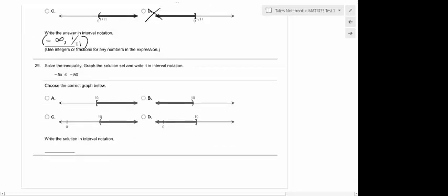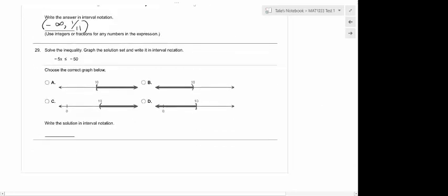Now we're going to solve the inequality, and then we're still going to graph it and write it in interval notation. The only thing you have to worry about with solving an inequality that's different from an equation is that if you divide or multiply by a negative number, then you have to flip the sign because you have to jump to the other side of the graph. But otherwise, it works exactly the same as solving an equation like we were doing at the beginning of this review.